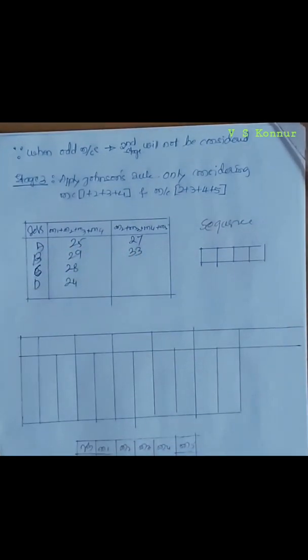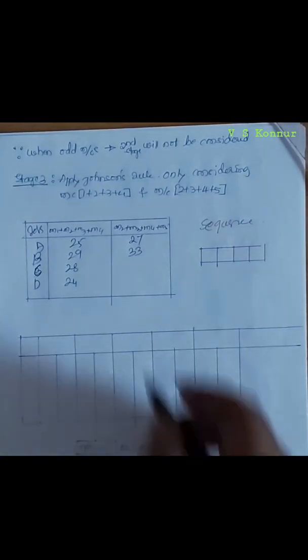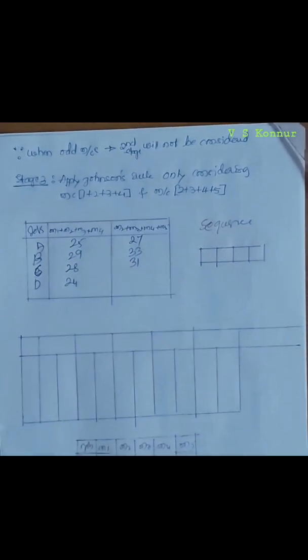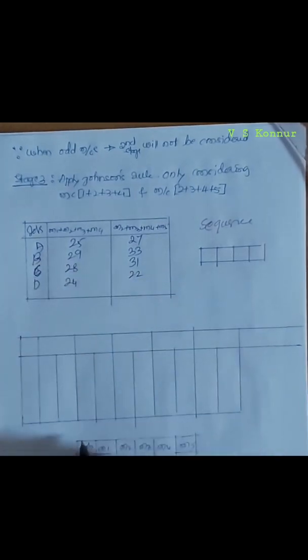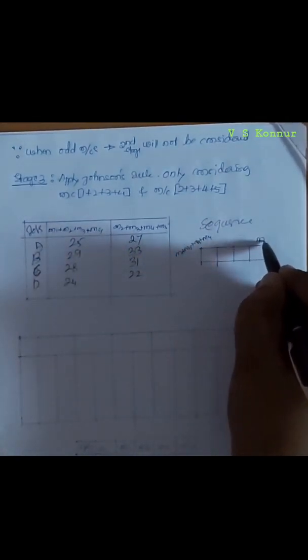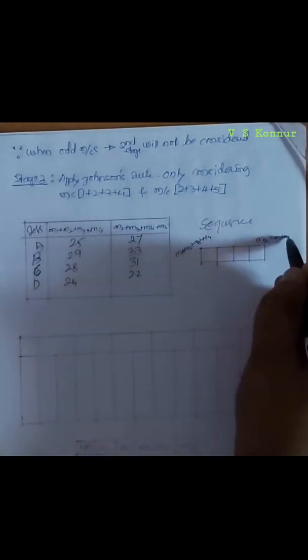$33. Next, $31. Next, 22. Now the least value you have to take. Here you will write M1 plus M2 plus M3 plus M4. Here I will write M2 plus M3 plus M4 plus M5.